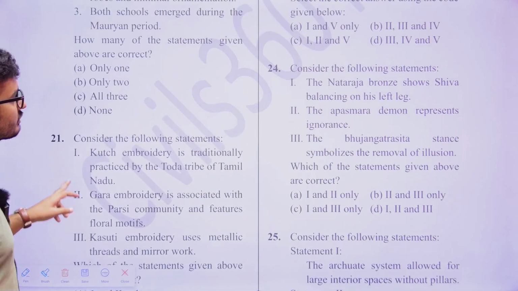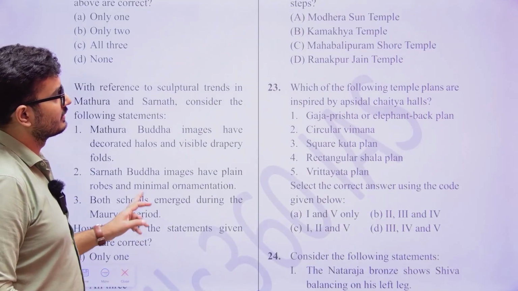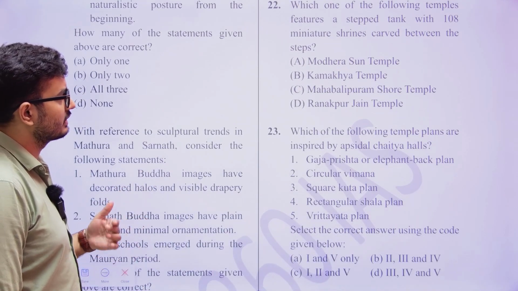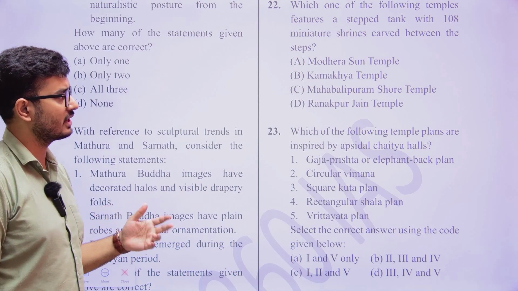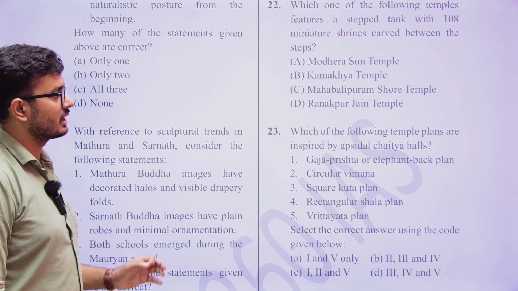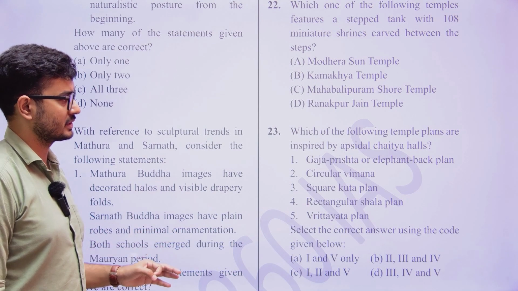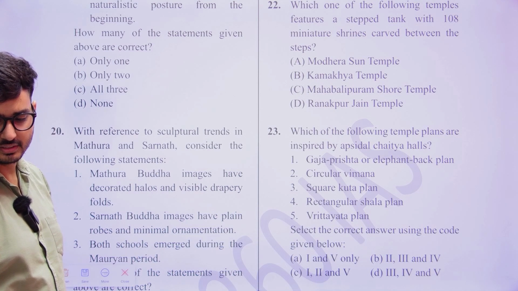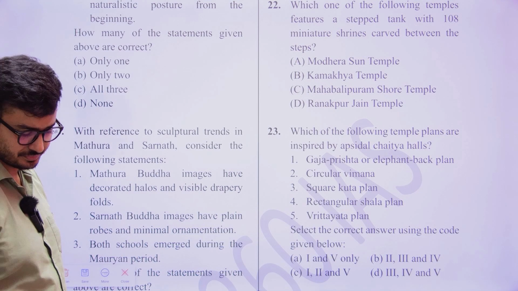So like this, you have to find the things. The next one is, which one of the following temples featured a step tank with 108 miniature shrines carved between the steps? Carved between the steps. Okay, so that is something that is there, my dear friends. So carved between the steps, you have to find that.